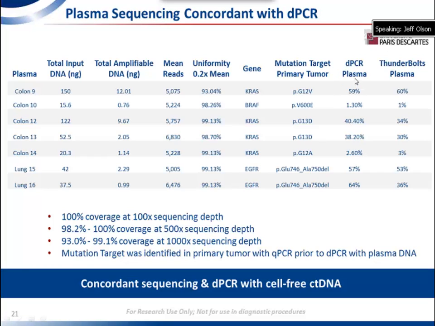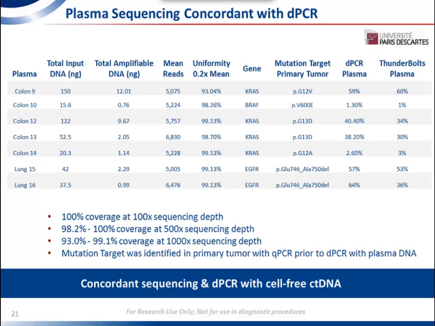What you see shown here is the sequence results, digital PCR on plasma, and then ThunderBolts on plasma for those same mutations that were found in the primary tumor by qPCR. Once again, we picked up all the mutations, and the allele percentages were almost spot on for all these. This again demonstrates that we can obtain excellent sequence results with low input DNA from challenging samples such as plasma, and our ThunderBolts Cancer Panel to detect the same mutations in plasma that were identified in the primary tumor.